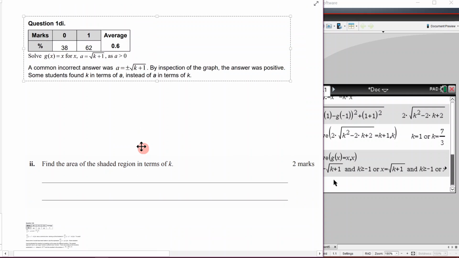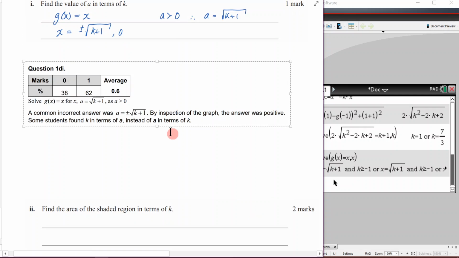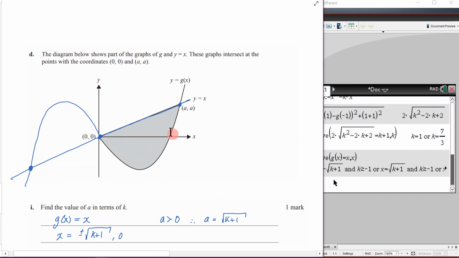Okay, let's now finish this off with our last question here, which is asking us to find the area of the shaded regions in terms of k. It's worth 2 marks. We're going to need some working out. All right, so in order to do this, we know that this point right here is 0, and we know this point right here is the square root of k plus 1.